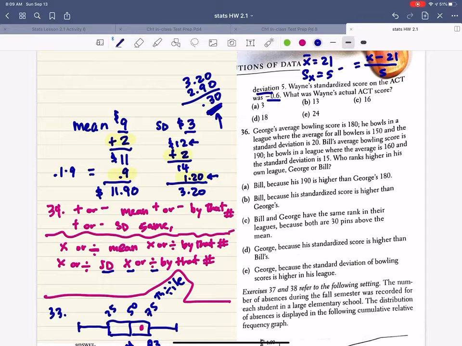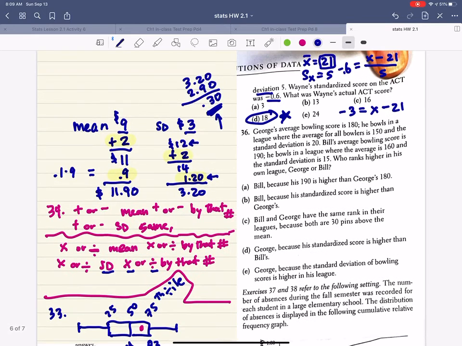That's his z-score, right? And so we can multiply 5 on both sides, and we get -3. And we can add 21 on both sides, and we get 18. And again, that makes sense. He was a little below the mean, but not by a full standard deviation. So a full standard deviation, his score would have been a 16. So this actually makes sense.